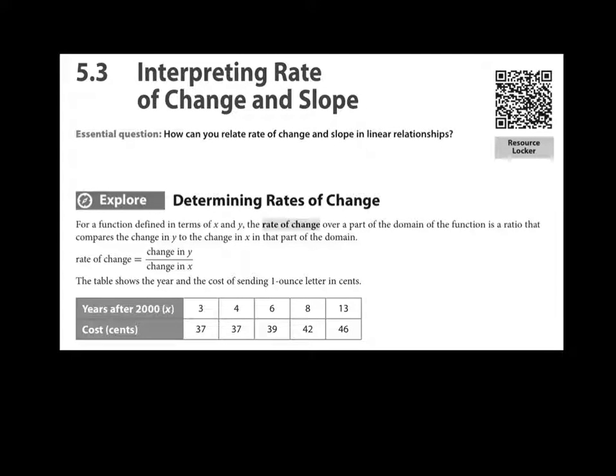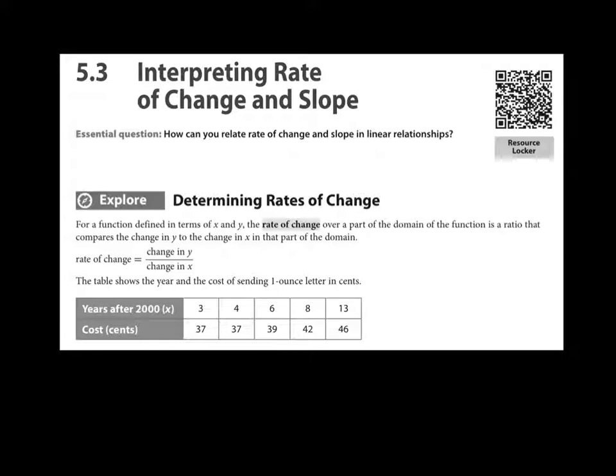Okay, here's 5.3, interpreting rate of change and slope. So our goal today is to talk about how we look at rate of change and slope and what it means.